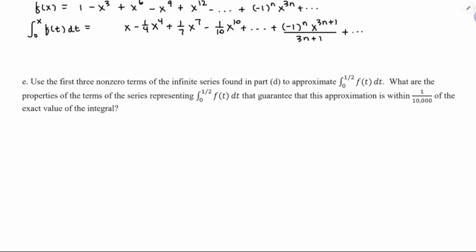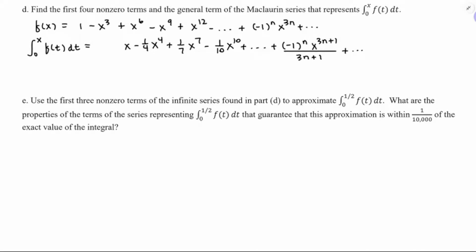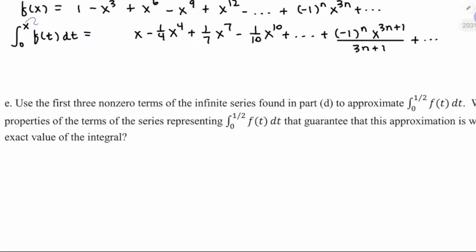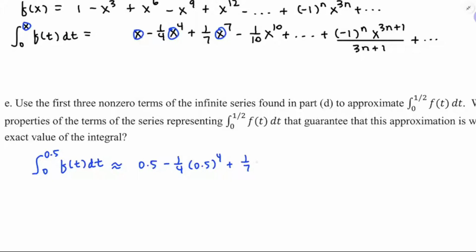Use the first 3 non-zero terms of the infinite series found in part D to approximate the integral from 0 to 1/2 of f of t dt. So that's like taking this to 3 and plugging in 1/2. So the integral from 0 to 0.5 of f of t dt is going to be approximately equal to 0.5 minus 1/4 of 0.5 to the 4 plus 1/7 of 0.5 to the 7.